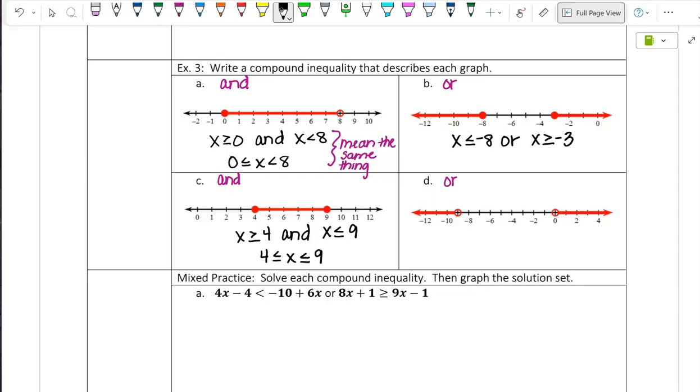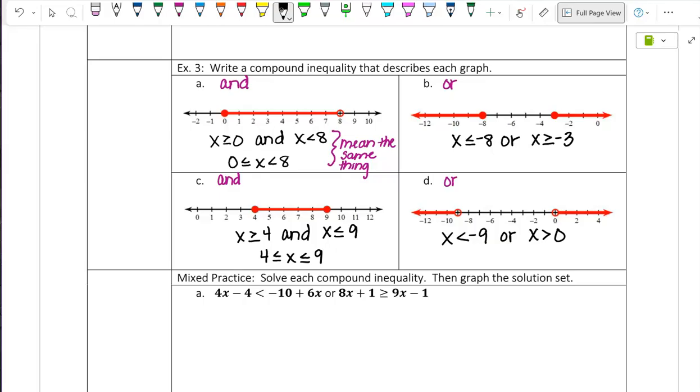And then problem D, we've already said this is going to be an or. So I have an open circle at -9, shading to the left. So x is less than -9. Or I have an open circle at 0, shading to the right. x is greater than 0.